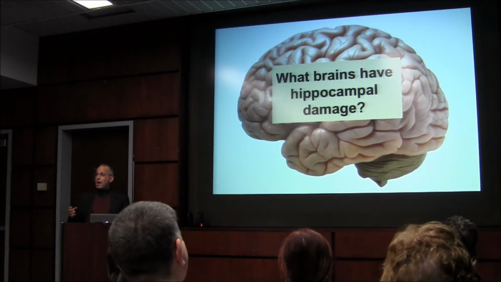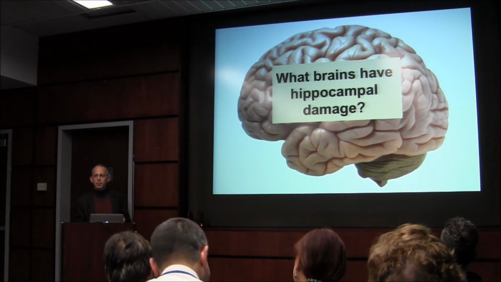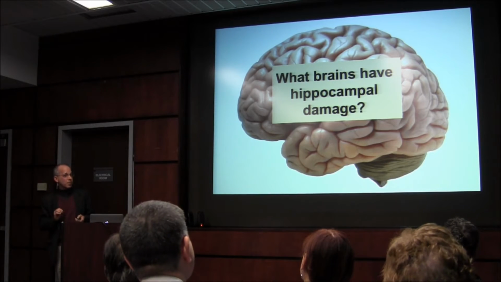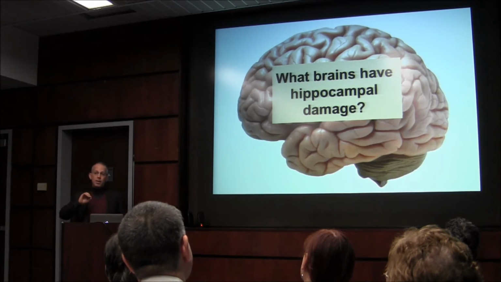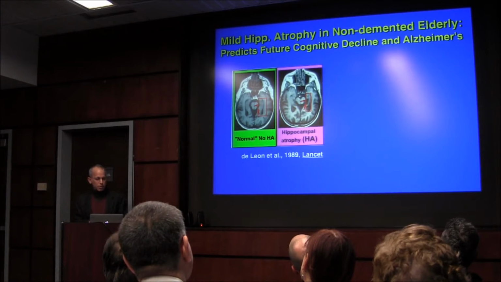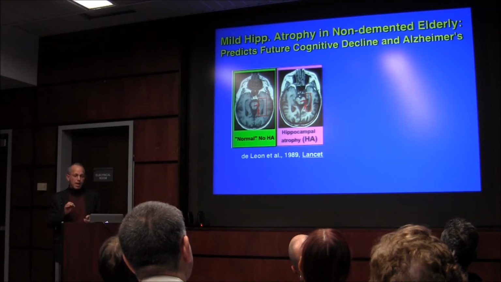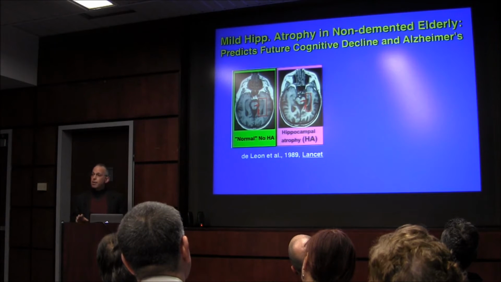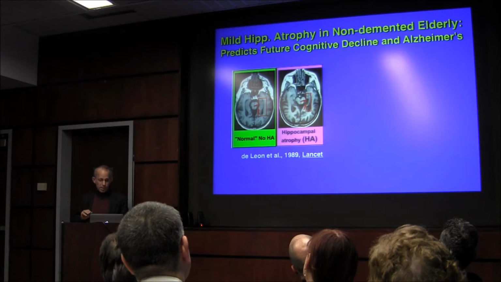So how can we test that this really depends on the hippocampal region? What brains have hippocampal damage? One source of hippocampal damage is in people who are at the very earliest stages of Alzheimer's disease. In work with our colleagues at NYU at the Alzheimer's Center, we've looked at patients with mild hippocampal atrophy. These are non-demented elderly, so they're not diagnosed with Alzheimer's, but they are at heightened risk. They're not definite, but at heightened risk for getting Alzheimer's disease.